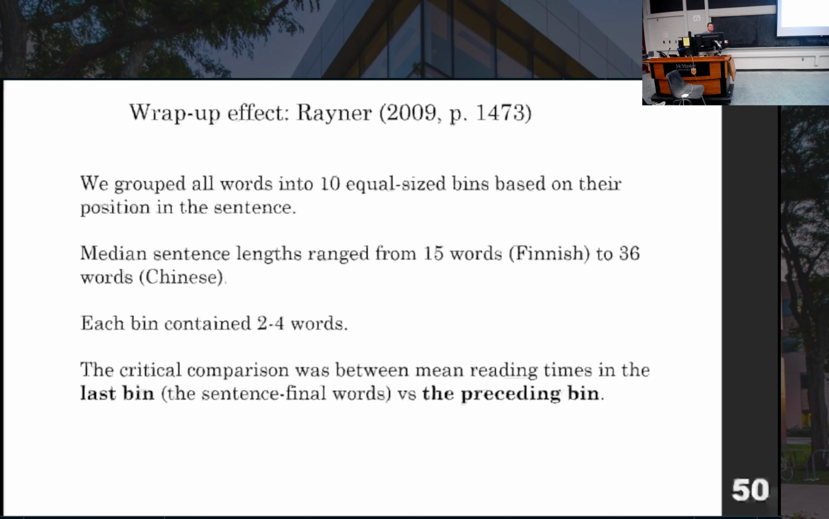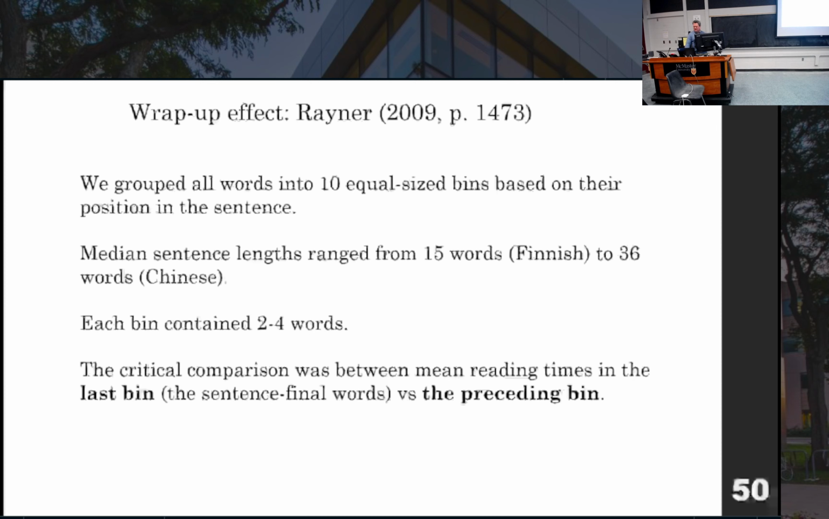Not only the words are of different length, but the syntax of a language, the grammar, dictates how long the sentences are going to be. So within every language, we took every sentence and separated it, binned it into 10 equal-sized bins based on their position in the sentence. And you can see that Finnish, because it has long words, also has the shortest sentences, like 15-word long sentences. Chinese, the other way around, short words but long sentences.